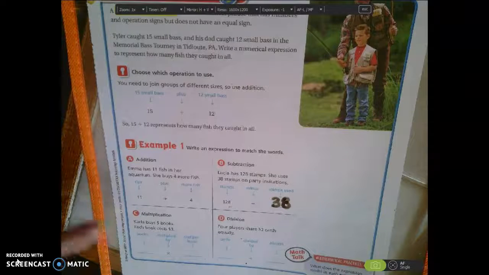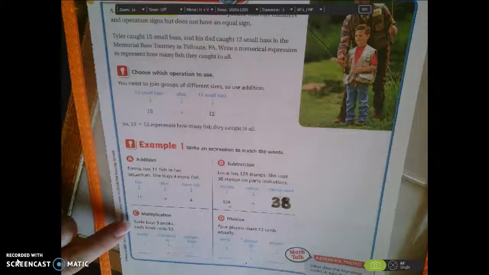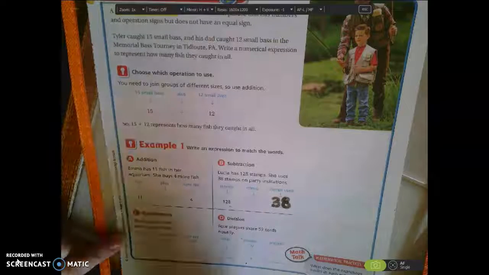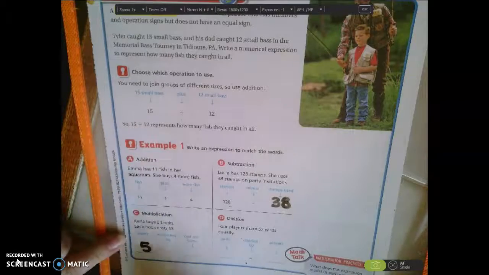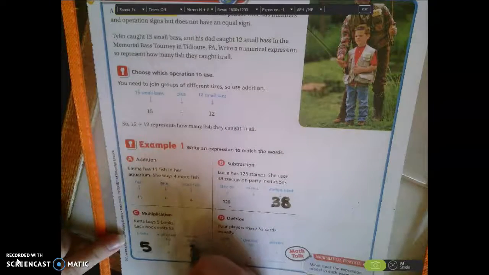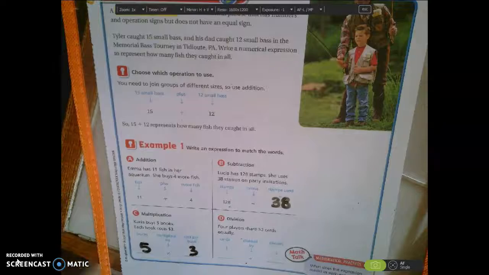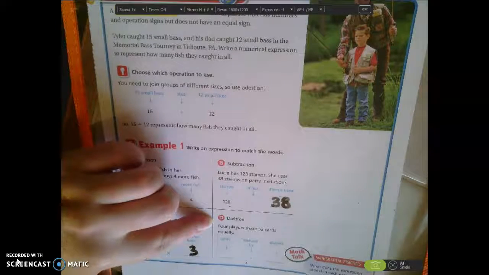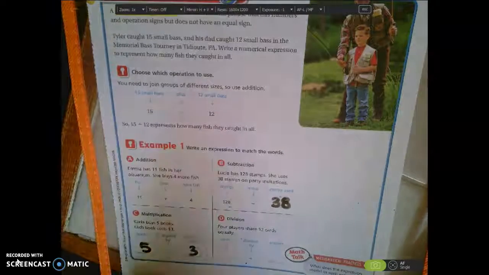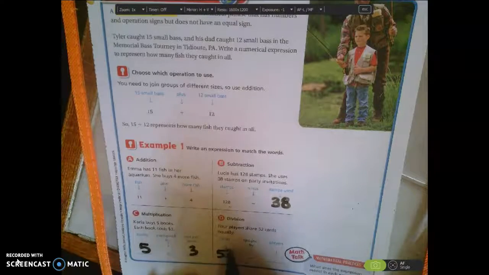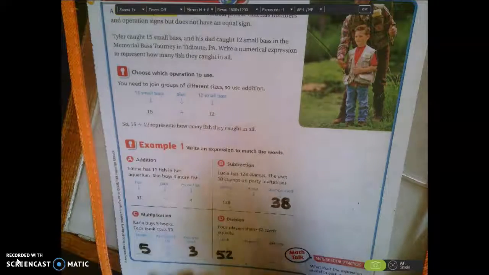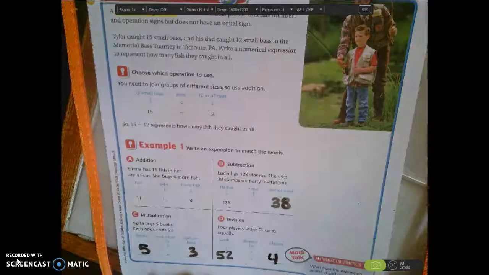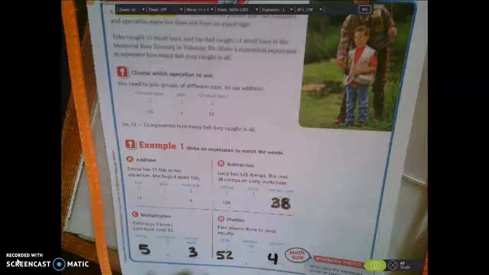Here we're looking at a multiplication problem. Carla buys 5 books. Each book costs $3. So we're going to multiply the number of books by the cost per book. And then we have 4 players share 52 cards equally, so it's division. So there's a total of 52 cards divided by 4 players. Go ahead and turn the page.